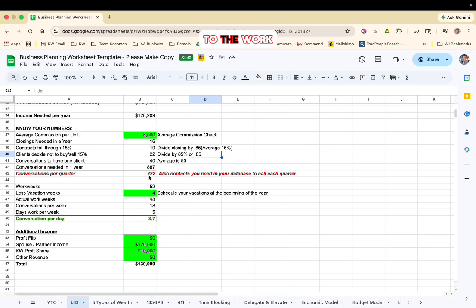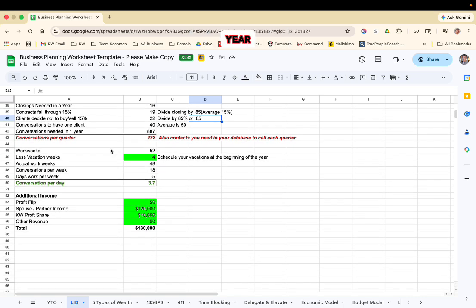Now, if we come down here to the work weeks column, there's 52 weeks in a year. This person decided they want to take at least 4 weeks of vacation. So that leaves them with 48 actual work weeks, which means they need to have 18 conversations per day if they're working a 5-day work week. Now you can also change that 5-day as well if you're working 4 days or something different. Ultimately, this person needs to have 3.7 conversations a day, or what I like to say is they need to have 3.7 contacts a day. And a contact is defined as a two-way conversation between two consenting adults about real estate.